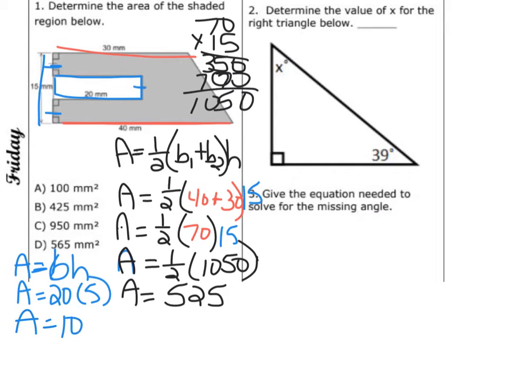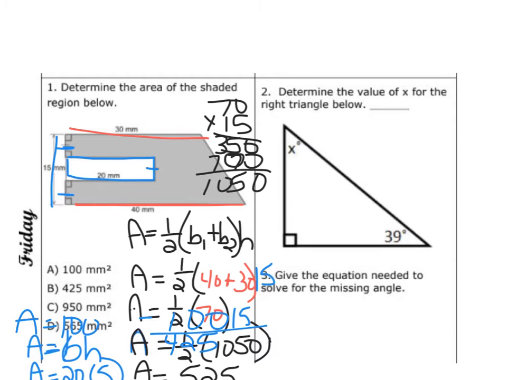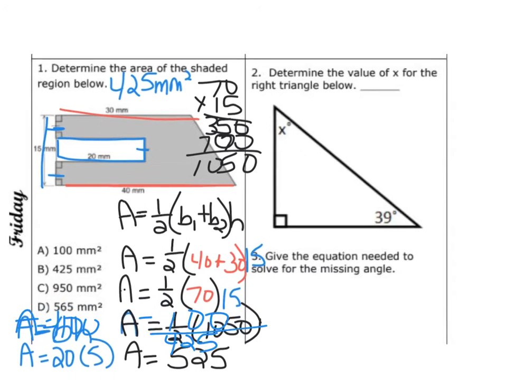So now all we have to do is subtract 100 from 525. So my answer is going to be 425. So the area of the shaded region is 425 square millimeters. Any questions on that?